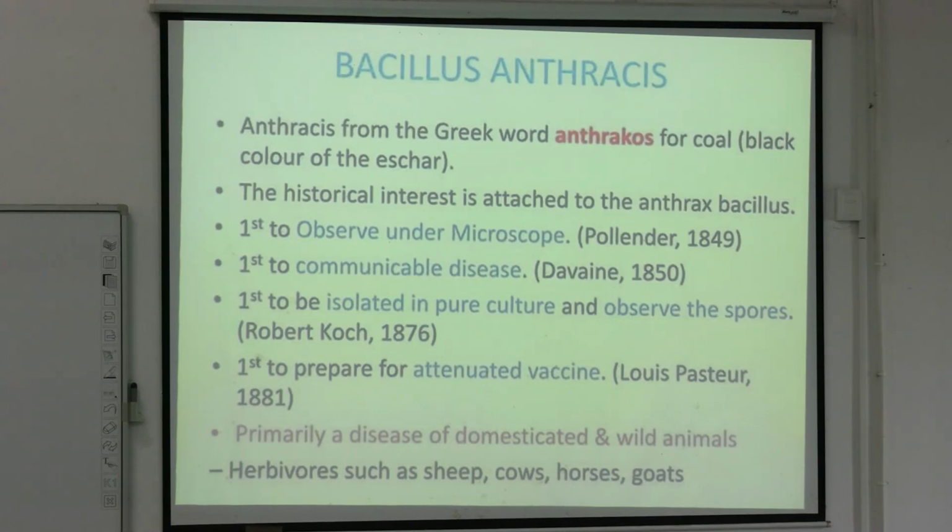What is the historical importance? These pathogenic organisms were first observed under the microscope by Pollender. It was the first communicable disease agent to be isolated in pure culture, with spores observed, by Robert Koch. So many of the first discoveries were made with anthrax, and with many other bacteria too, but why is it important? It is the first pathogenic bacterium. The first attenuated vaccine was prepared by Louis Pasteur.